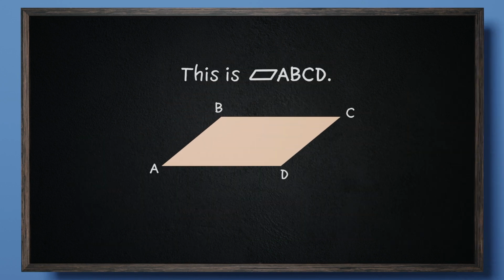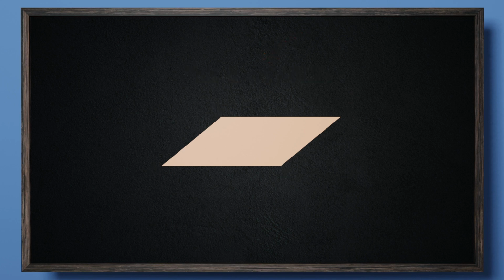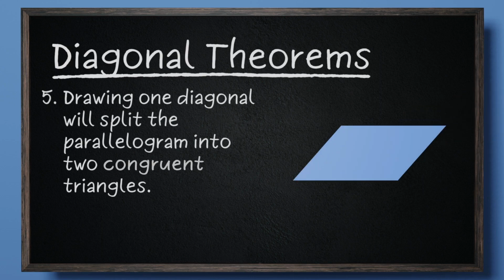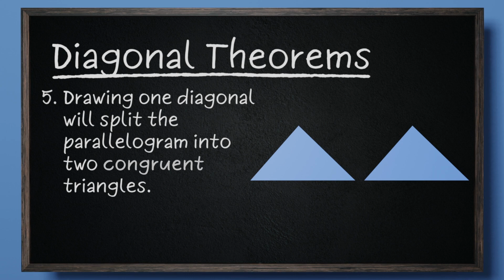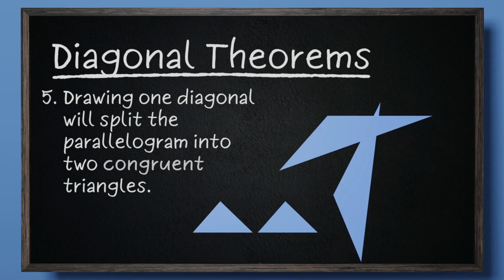If this is parallelogram ABCD, we use this symbol to refer to the shape in writing. Like other polygons with 4 or more sides, parallelograms have 2 diagonals that can be drawn from opposite angles. These diagonals are special in 2 ways and come with 2 more theorems. Firstly, drawing one diagonal will split the parallelogram into 2 congruent triangles. This is true no matter which diagonal you choose to draw.